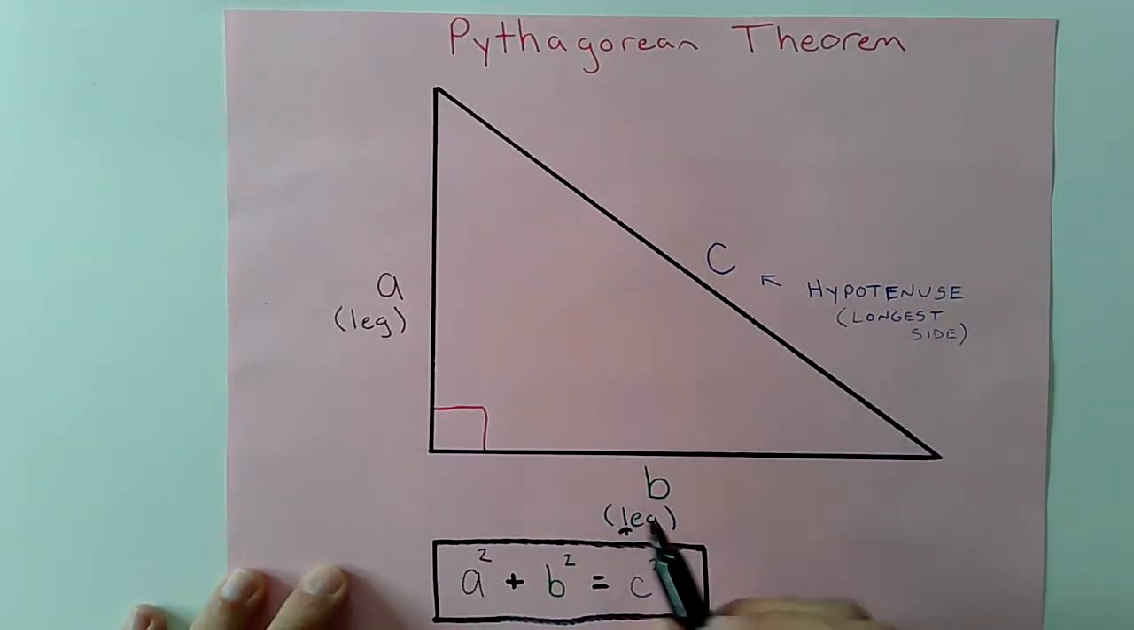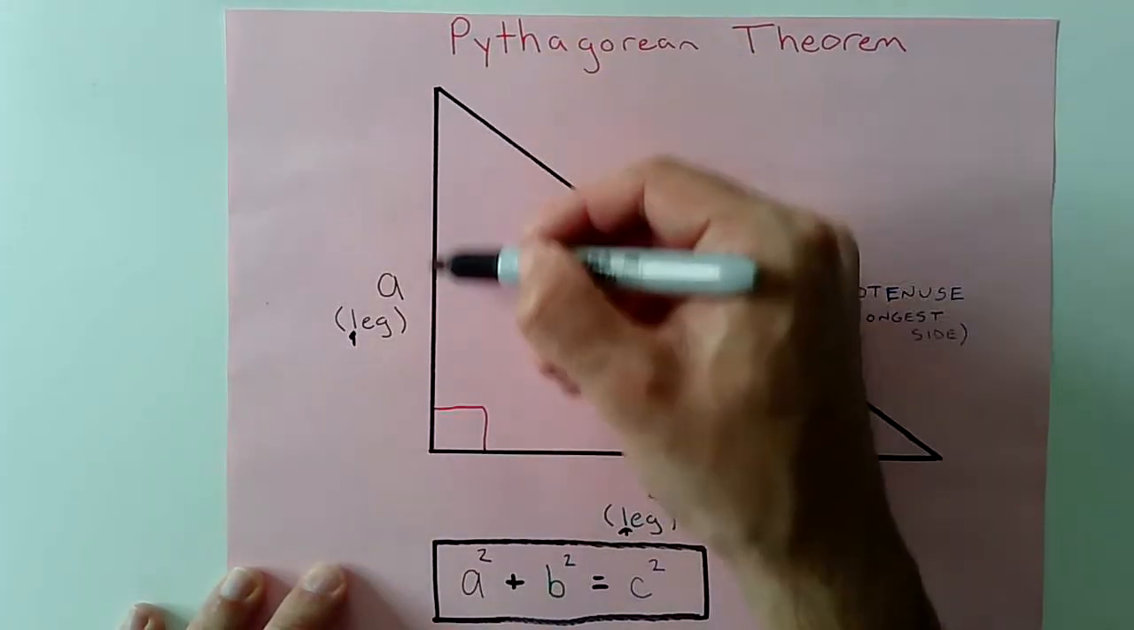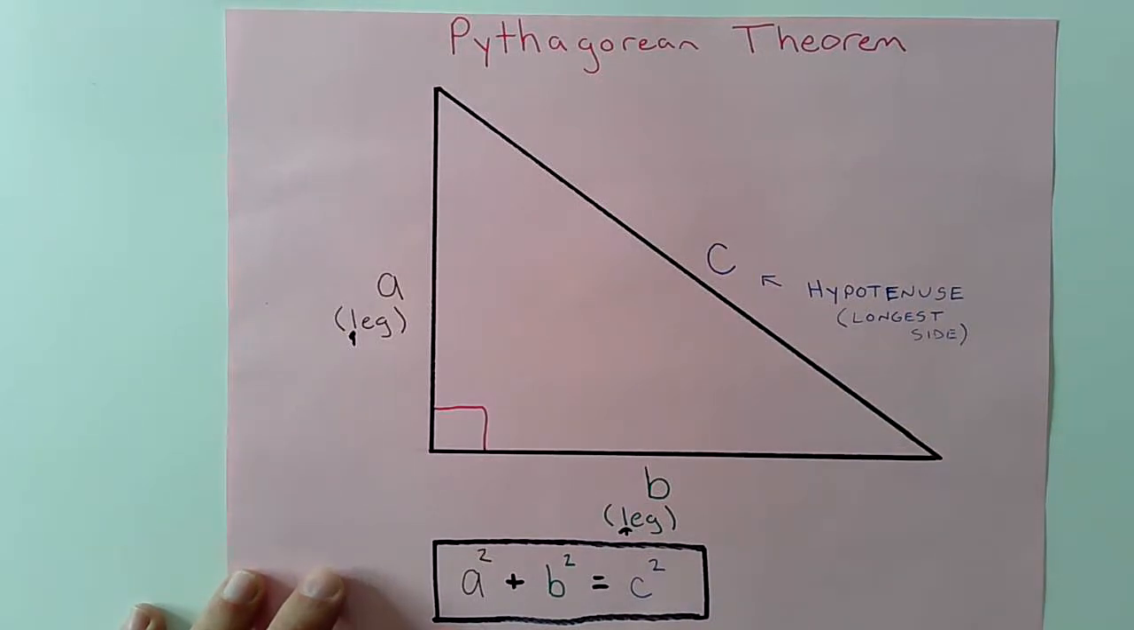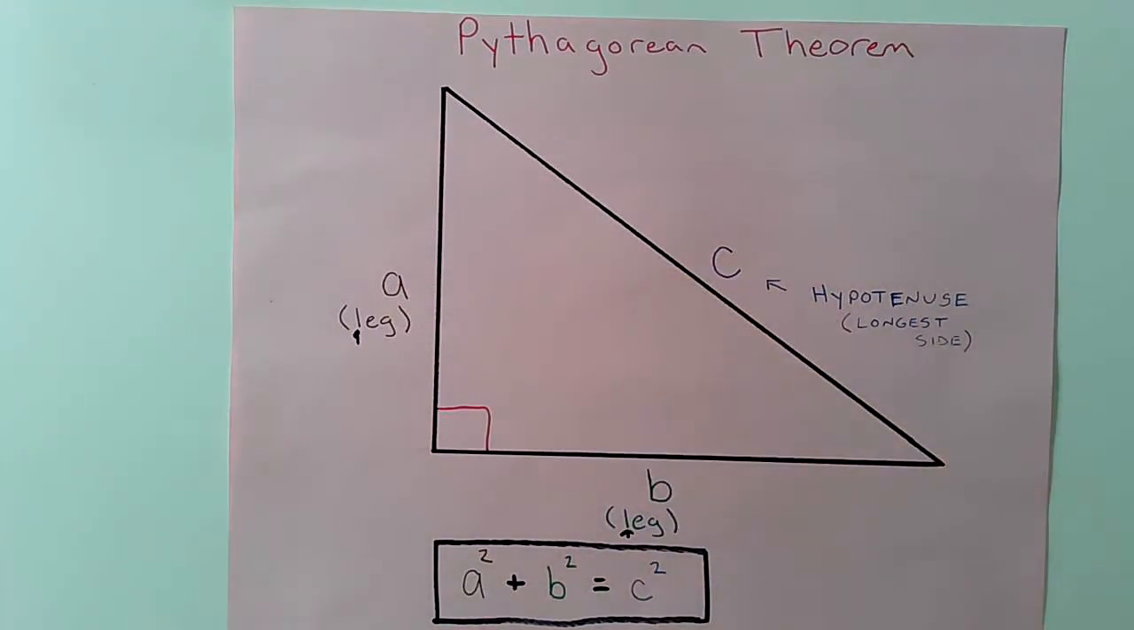Think L for leg, they form the L in the triangle. So I have A and B. Those are just variables. They could be any variable we want, but typically in the Pythagorean theorem, we see them as letter A and letter B. So the legs form the 90-degree angle, or the L itself.